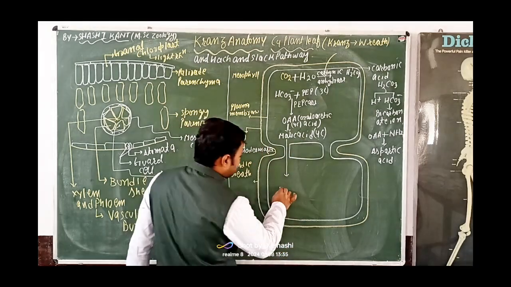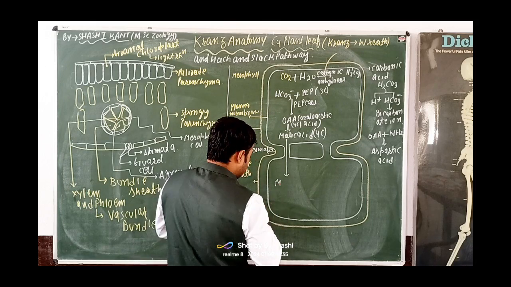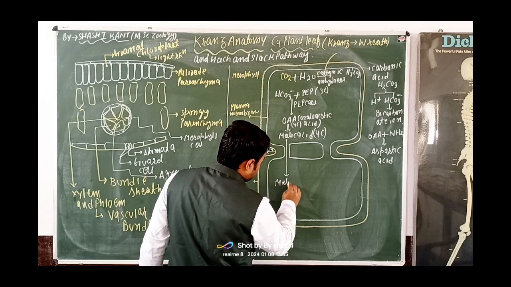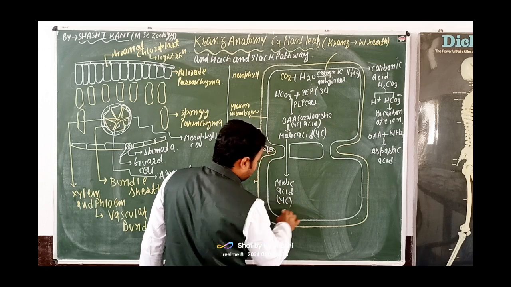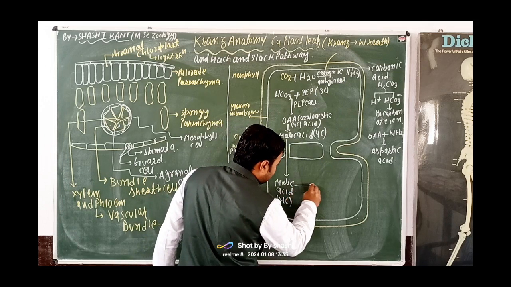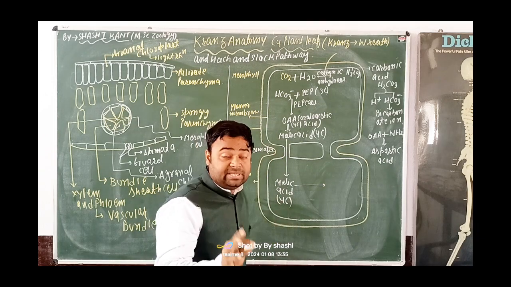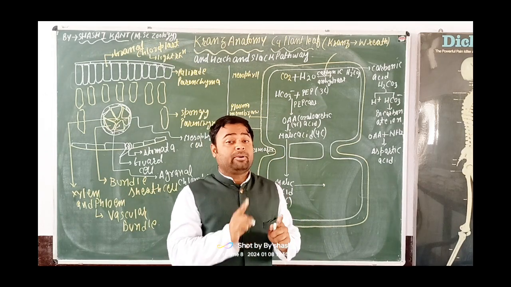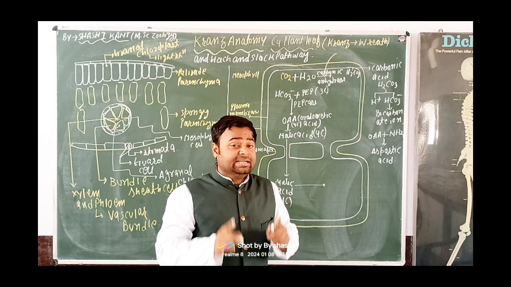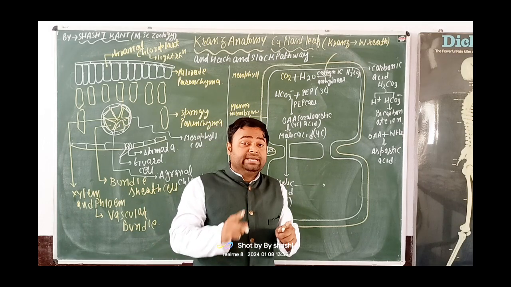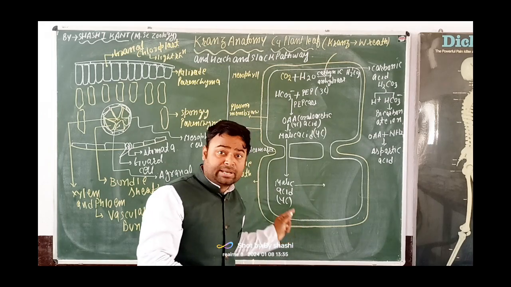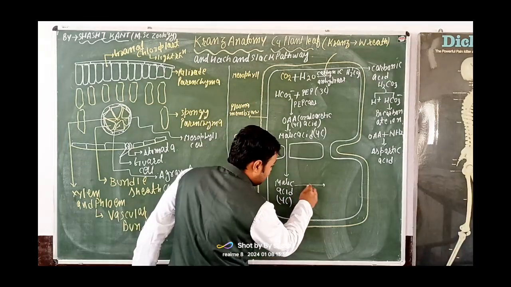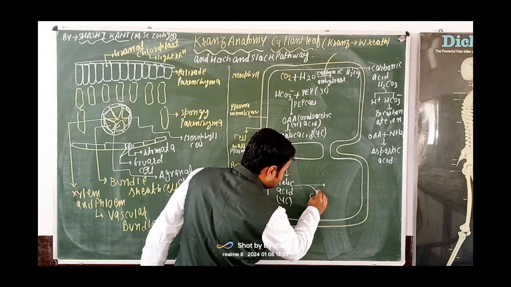When malic acid, which is a 4-carbon compound, reaches here, decarboxylation of malic acid takes place. Decarboxylation is actually the removal of carbon dioxide from a specific compound. From here, carbon dioxide is removed.